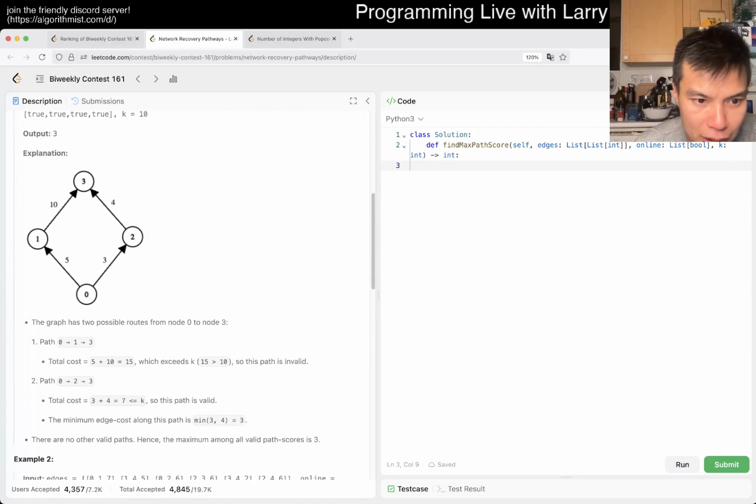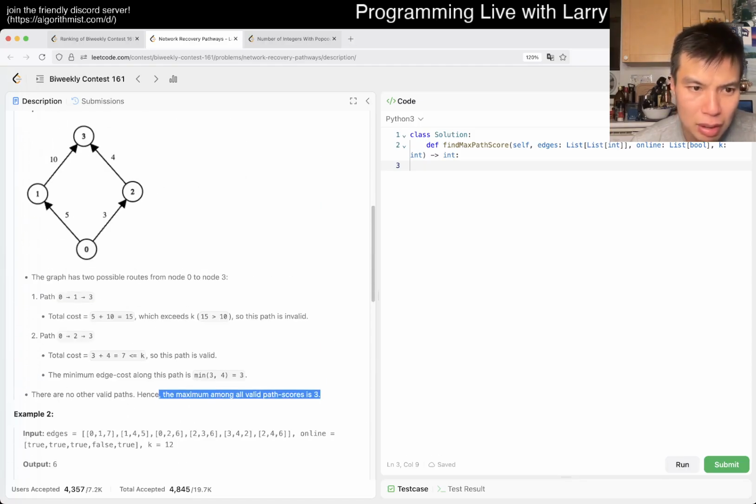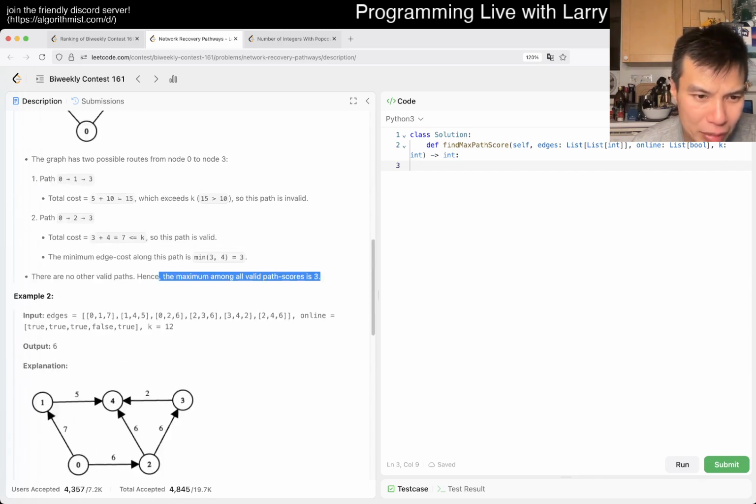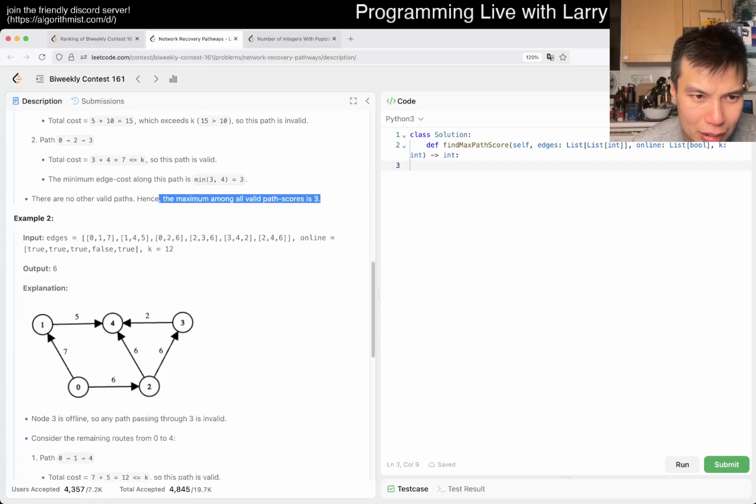0, 1, 3, 5, 10, 15. So this path is invalid. Okay. Min cost. Okay, total cost is 7. The min edge cost is 3. The maximum of all valid paths. I mean, this sounds like just a regular BFS problem, but it's just so hard to read for some reason.